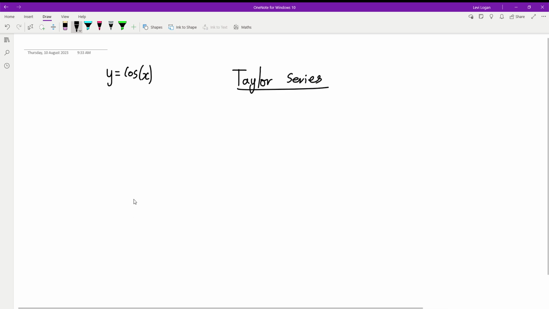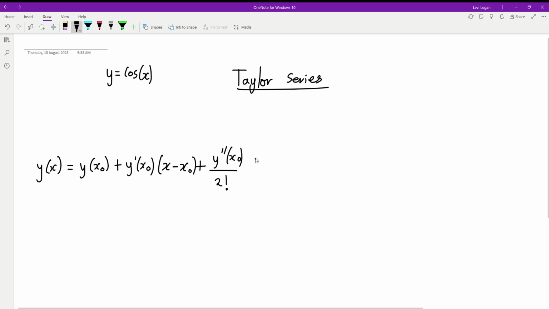The formula for a Taylor series is, if you have y of x, the Taylor series for that is going to be y of x sub 0 plus y dash of x sub 0 multiplied by x minus x sub 0, plus y double dash of x sub 0 all over 2 factorial multiplied by x minus x sub 0 all squared, and this goes on forever.